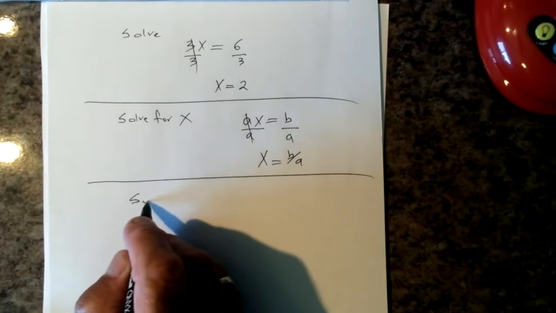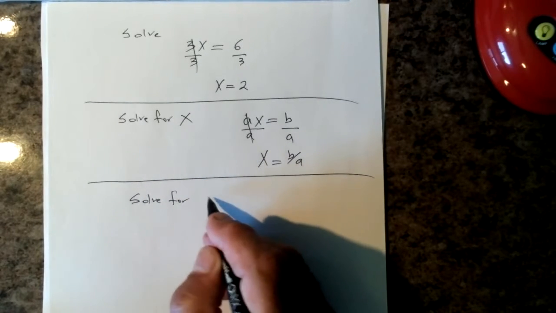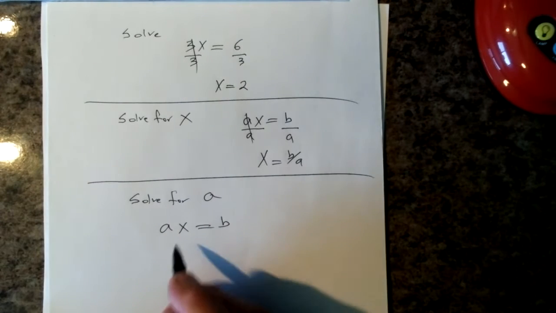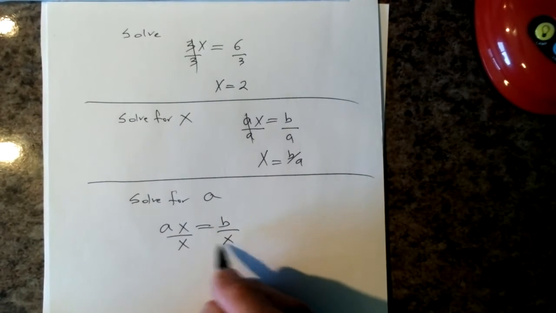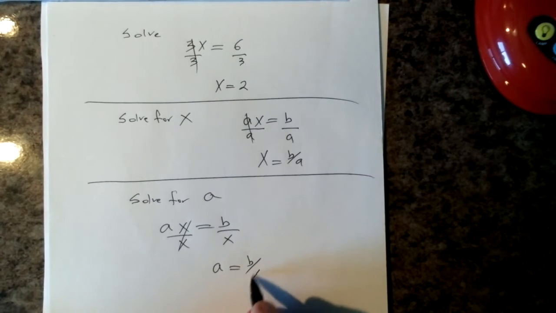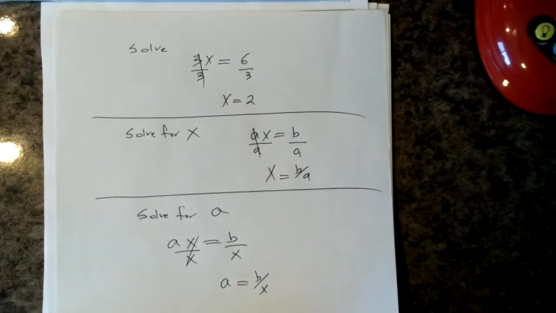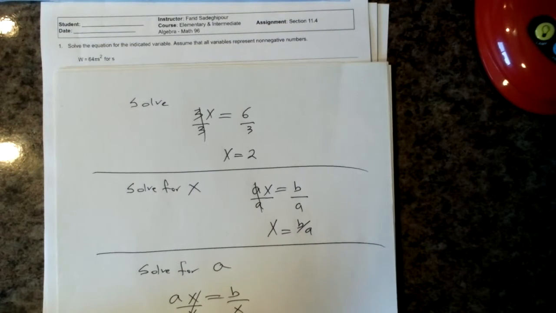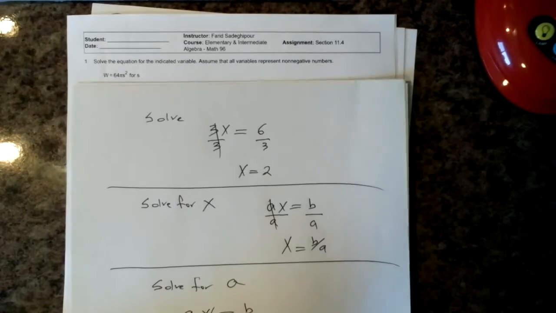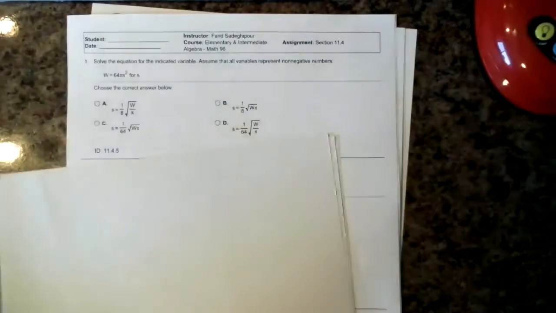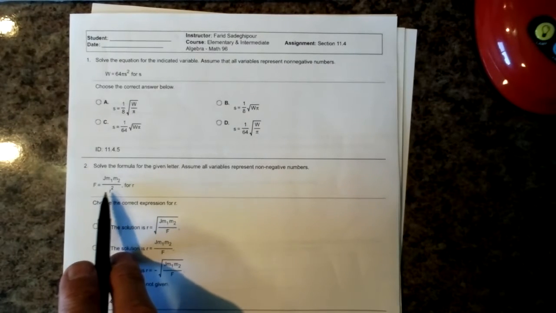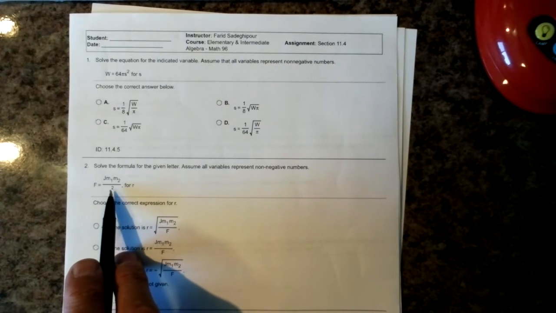Let's say we are asking you to solve it for a. So in that case, if we divide both sides by x, a is b over x. So like this one, w is 64 pi s squared, and we ask you to solve it for s. Or in this equation, this equation is given. We always give you the equation, and it asks us to solve it for r.